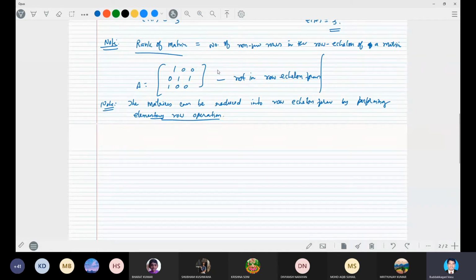I am writing. So if you perform R2 interchanging with R3, then the resultant matrix of A is equal to this, if you interchange them, you see. Now check it. Is it in the row echelon form or not? This is in the row echelon form, right?